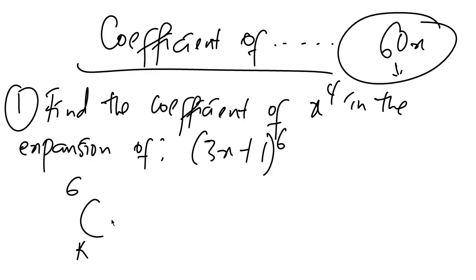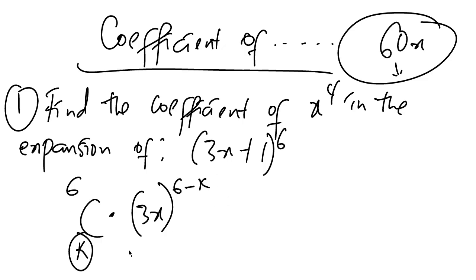6 combination k, 3x to the power 6 minus k. This is the principle because k is unknown. Do you understand? K is unknown. What you are looking for is x4. They didn't tell you to start expanding it. If you start expanding using Pascal's principle to find the one that has x4, you waste your time. So you need to know the value of k that will give you a term that contains x4. Are you following?